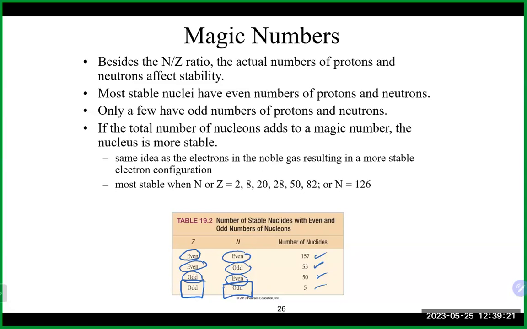I would say the majority of the time people will look at the N to Z ratio and even and even. And later on in this chapter, we'll talk about binding energy per nucleon, which is another way that you could look at stability. So those are common ways.